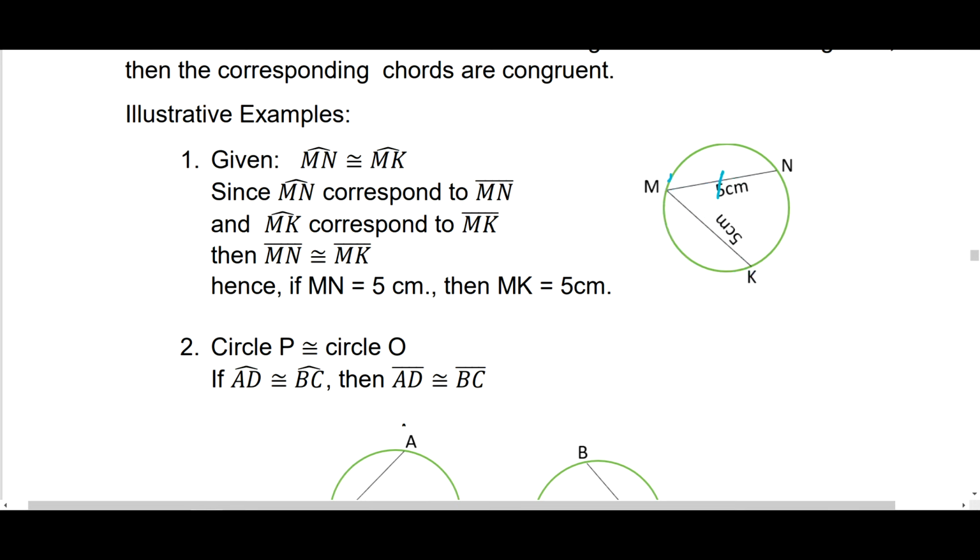Yan, so if MN is congruent to MK, baka malito kayo sa kulay. Ito si MN, si MK, congruent daw sila. And arc MN corresponds to chord MN, and arc MK corresponds to chord MK. Then the measure of chord MN is congruent also to chord MK. Then ito naman yung susunod.